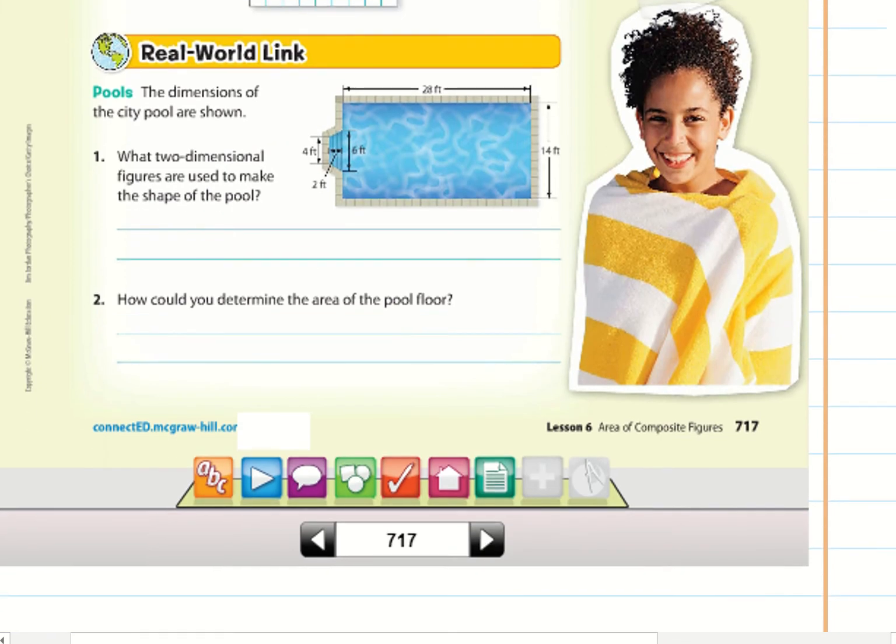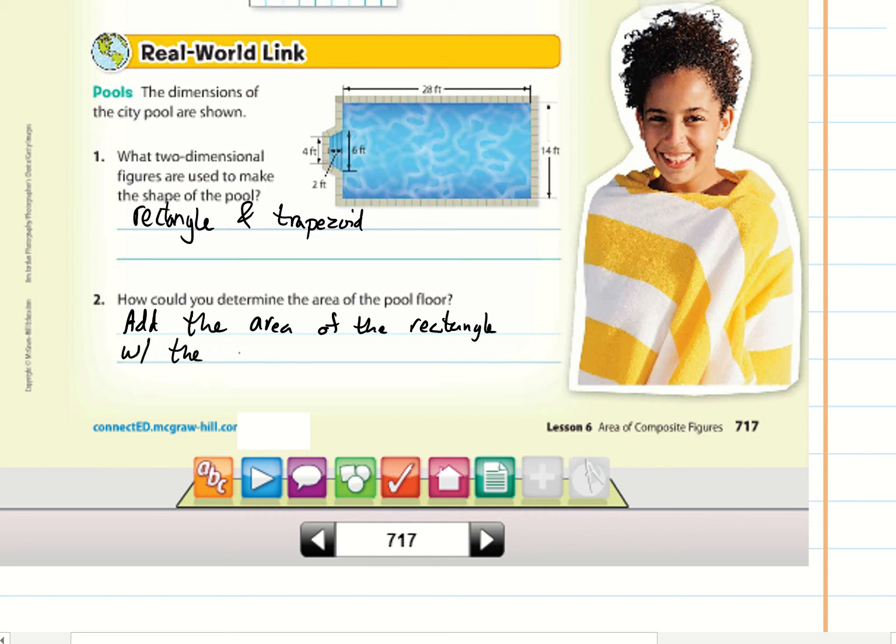So, real world link. The dimensions of the city pool are shown. What two-dimensional figures are used to make the shape of the pool? So we have a rectangle, and all the way on the left of the rectangle, we have a trapezoid, a very small trapezoid on the left side. So how can we determine the area of the floor? We can add the area of the rectangle with the area of the trapezoid.